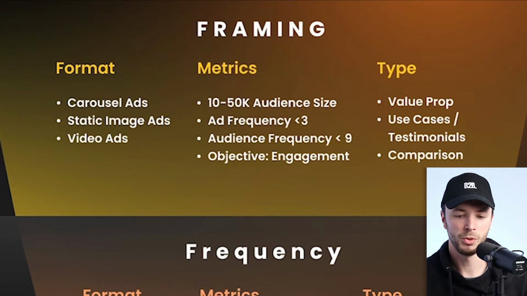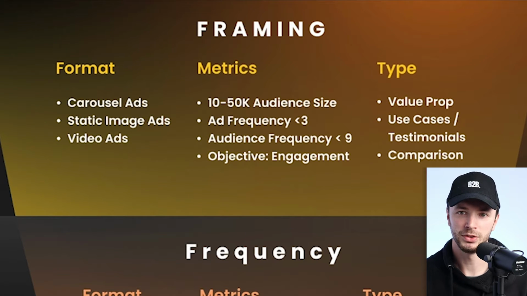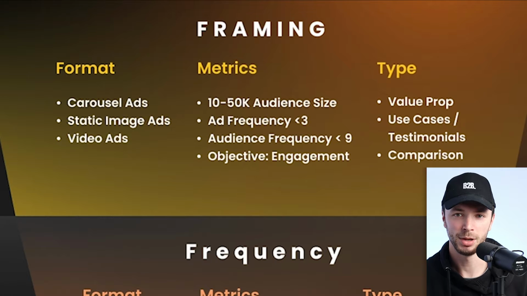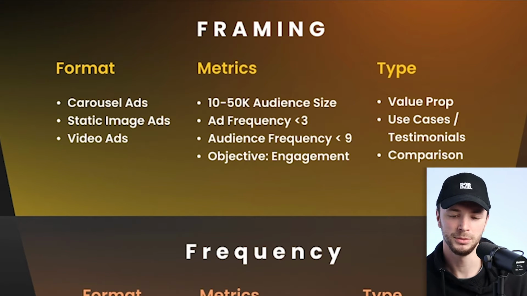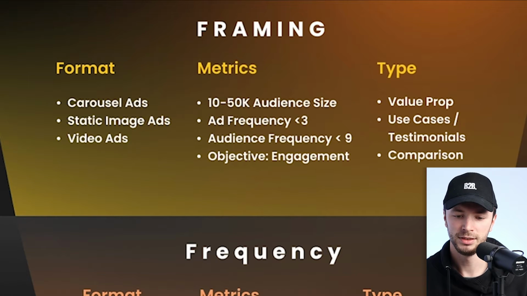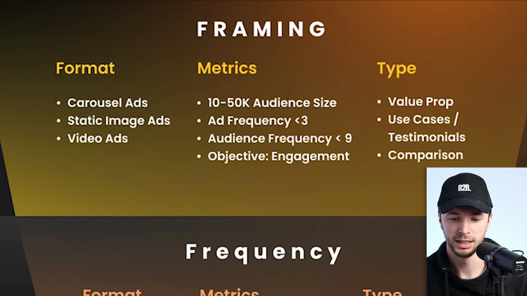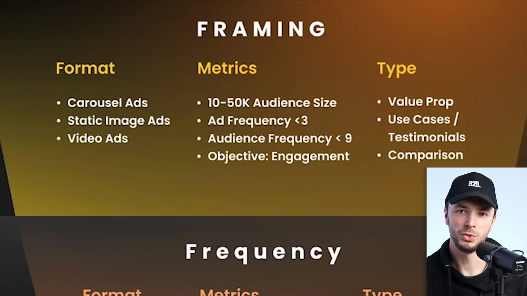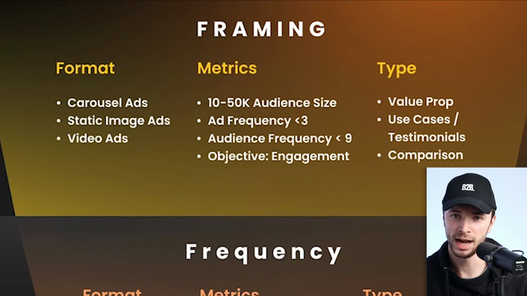But say, for example, for a 50,000 person audience size, you want to keep the ad frequency to less than 3, and that's per month. So you want to make sure that the same person isn't seeing the same ad 3 times per month, which is slightly different to the next one, which is audience frequency. And we're saying here that try and keep it to around about 9 or less per month of the people seeing any one of your ads within the audience.